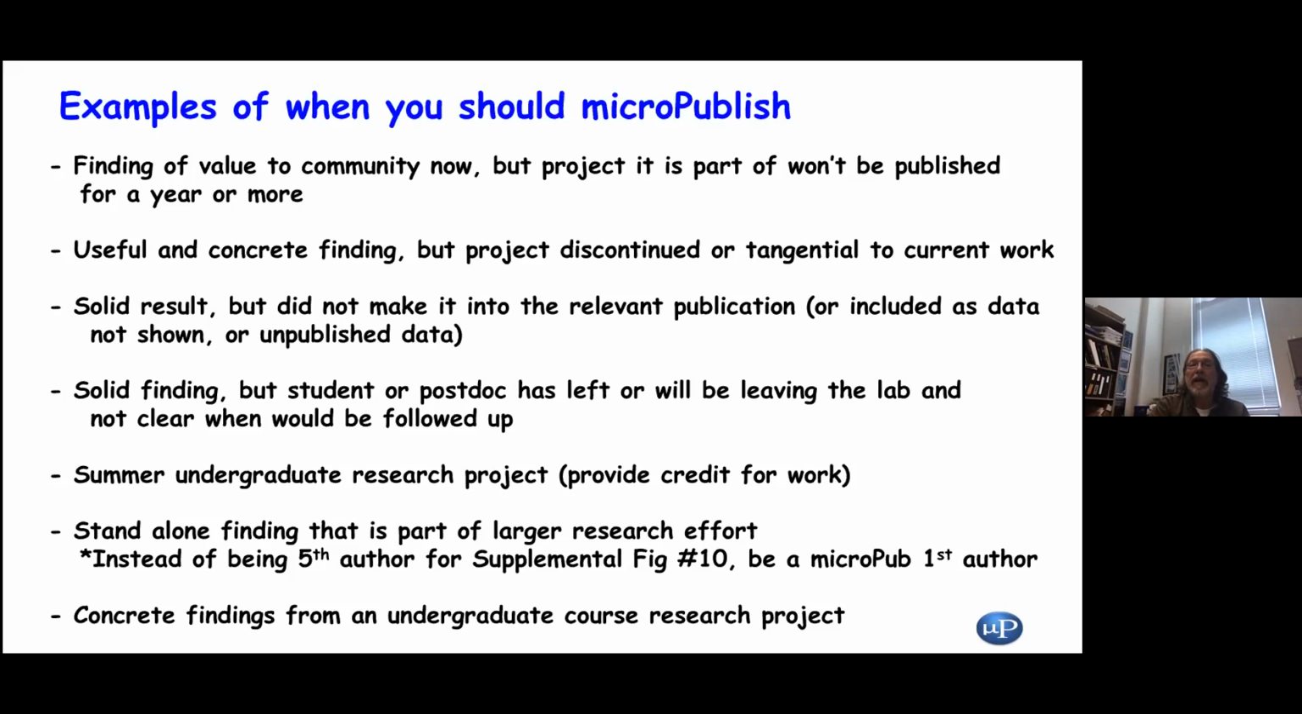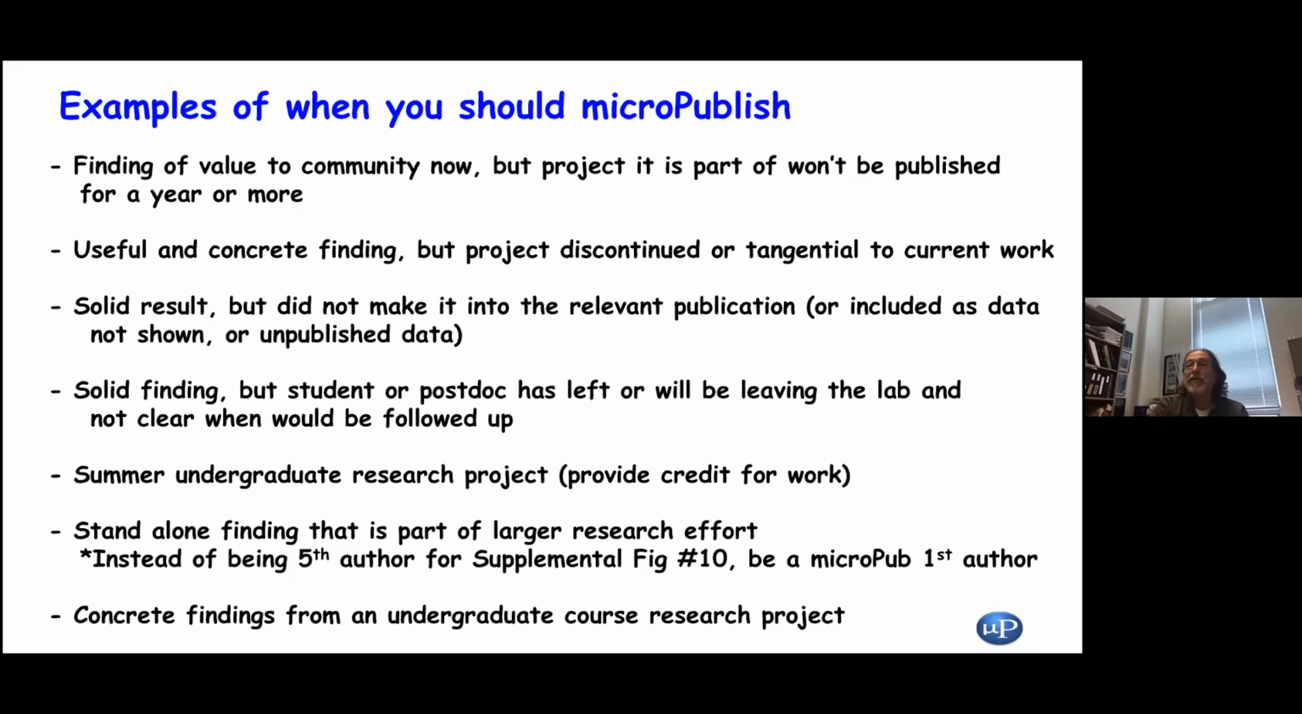Another would be useful and concrete findings, but these really are tangential to what you're doing or what the lab is doing, but still could be of use to the community. Another example would be a solid result, but it didn't make it into the relevant publication. And so, if it's of value or potential value to the community, it should be considered for a micropublication.